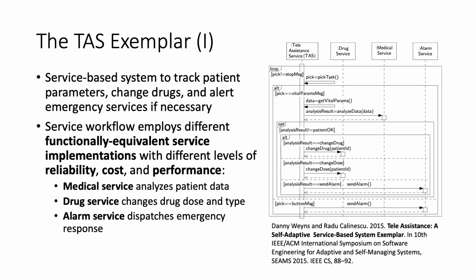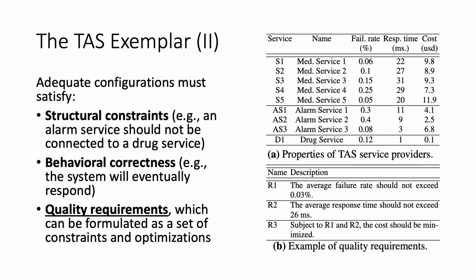When changing the drug type or dose, TAS notifies a local pharmacy using a drug service, whereas first responders are notified via an alarm service. The functionality of each service type in TAS is provided by multiple third parties that you can see in Table A, with different levels of performance, reliability, and cost. Finding an adequate design for the system entails understanding the trade-off space by selecting the set of system configurations that satisfy structural constraints, behavioral correctness properties, and quality requirements, which can be formulated as a combination of quantitative constraints and optimizations like the ones that can be seen in Table B.